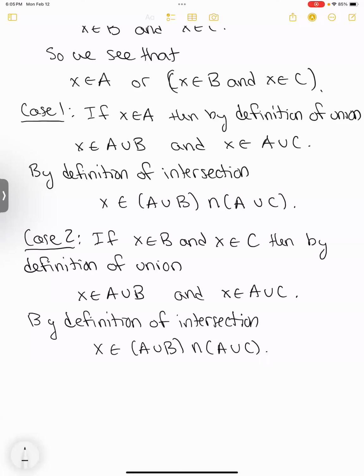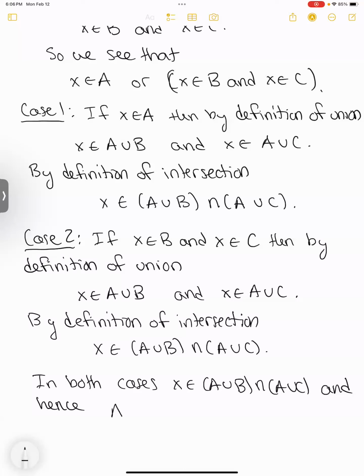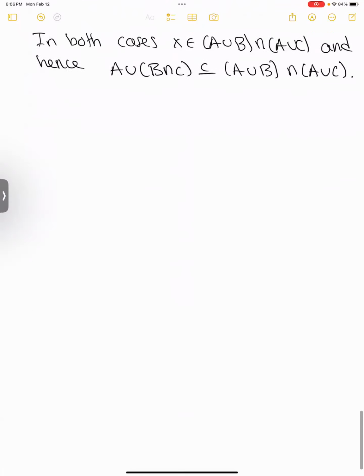Okay, so both case one and case two worked out. Those are the only two cases. So now we just notice that in both cases, X is in A union B intersect A union C, and hence we've shown the first subset relation that we want. Okay, well that's only half of the proof, right? The other half will be somewhat similar, but a little bit different going the other way.